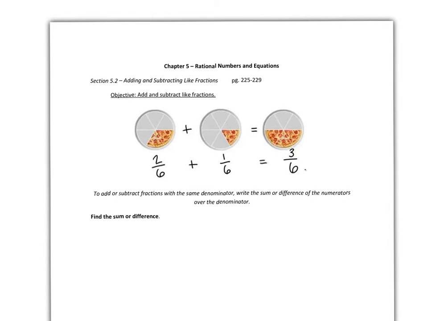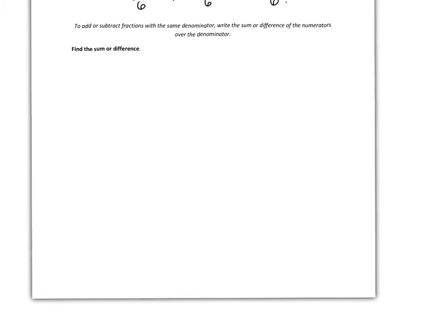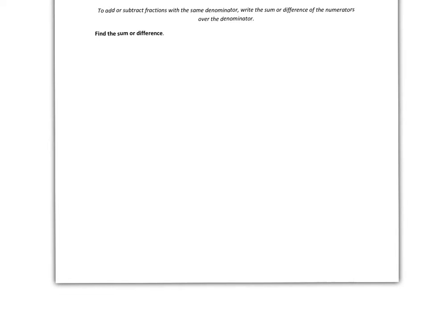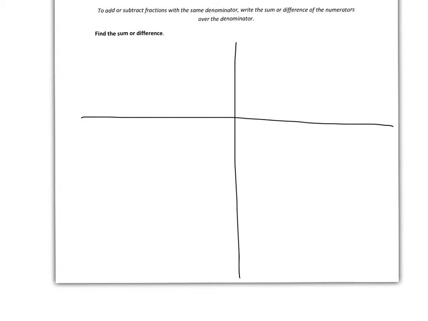To add or subtract fractions with the same denominator, that's the key word there, you write the sum or difference of the numerators over the denominator. More simply put, you add the numerators and keep the denominators. We are going to do 6 examples. Some will be easy, and some are going to get a little trickier.